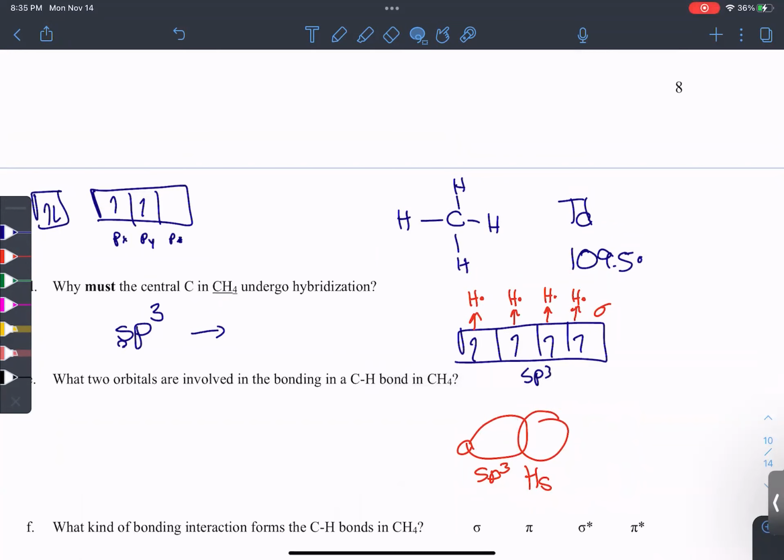And then what kind of overlap is that? Sigma, yes. All right, hybrid orbitals always make sigma interactions, always. It's only unhybridized p orbitals that make pi interactions. All right, oh, I need to answer this question. According to valence bond theory, what 2 orbitals make up the sigma interaction in CH4?